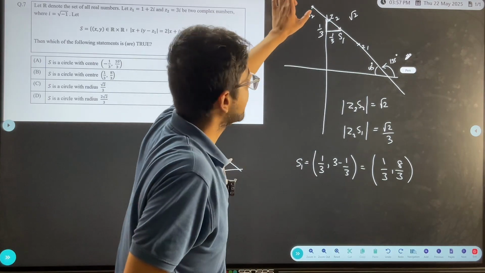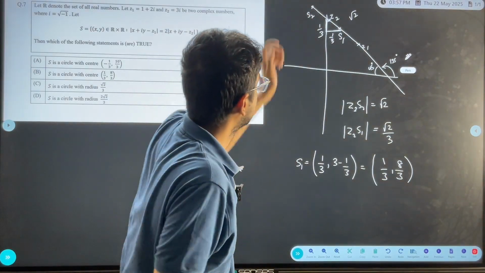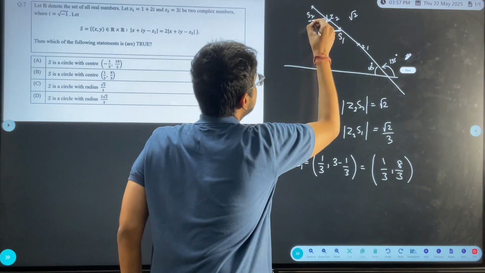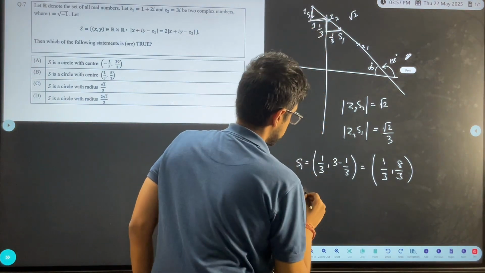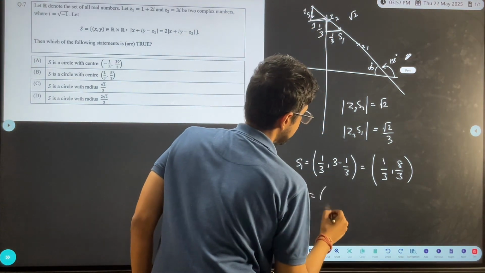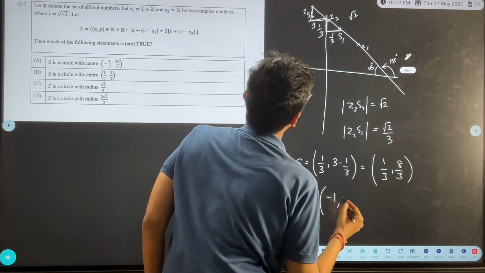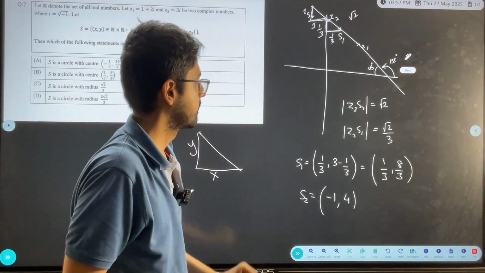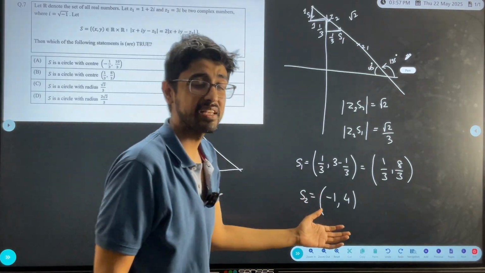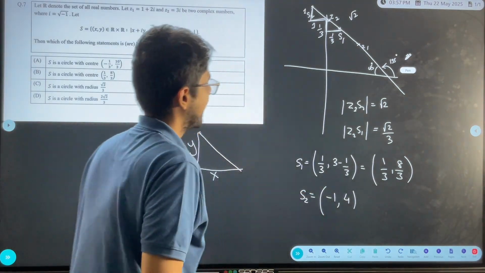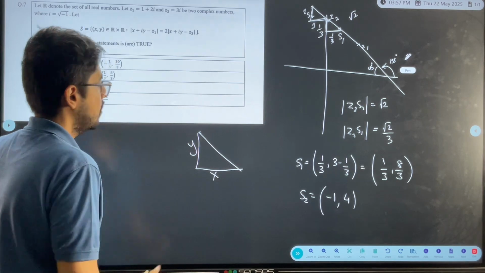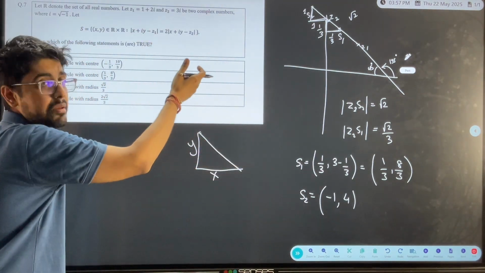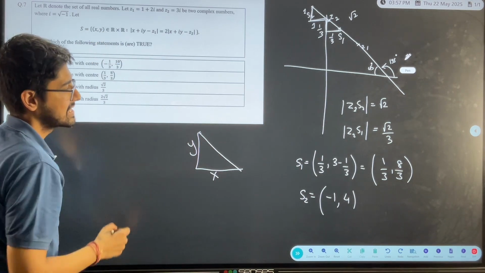And for S2, I need to go a distance of 1 right and 1 up. So, S2 is going to be minus 1, 4. Sorry, 1 left and 1 up. This gives us the coordinates of S1 and S2, and we know that these are going to be the endpoints of the diameter for the circle on which S lies.